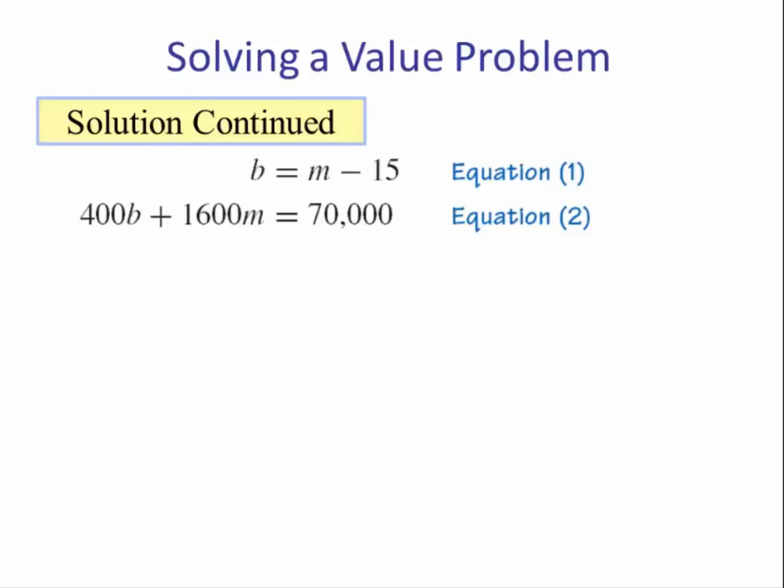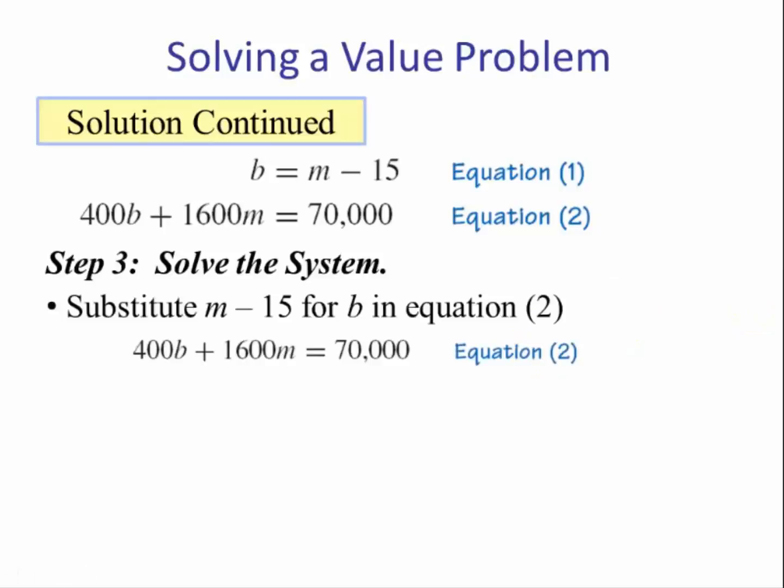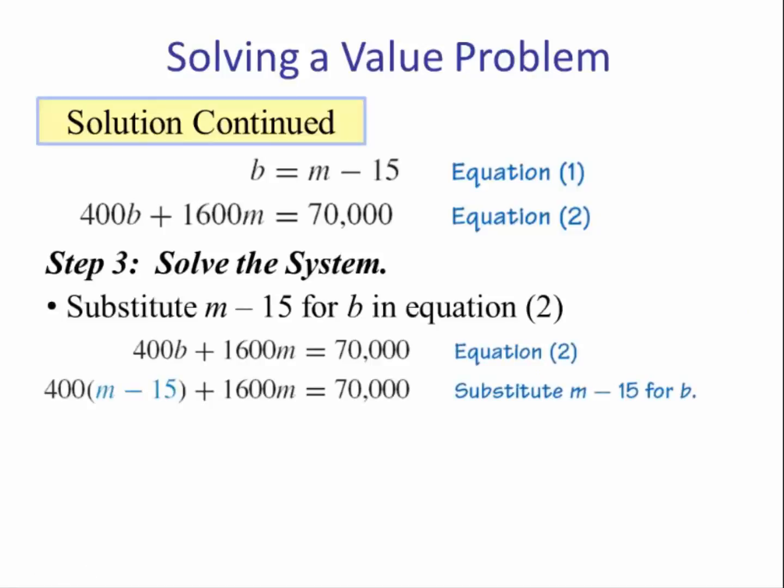Given this system, I think the easiest way to solve would be by substitution. Using equation 1, we know that B is equal to the expression M minus 15. So I would take the second equation, and everywhere I see a B, I would substitute the expression M minus 15. So we have 400 times (M minus 15) plus 1,600M equals 70,000. So this equation has only one variable, M, so we can solve it.